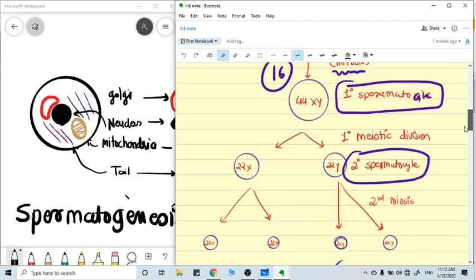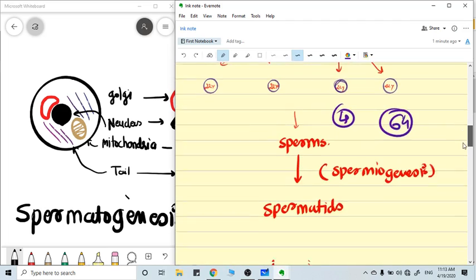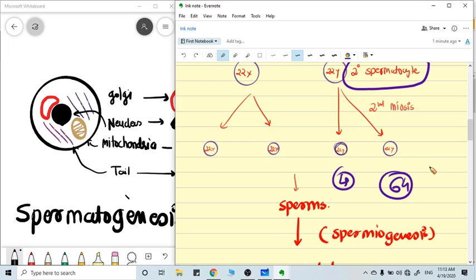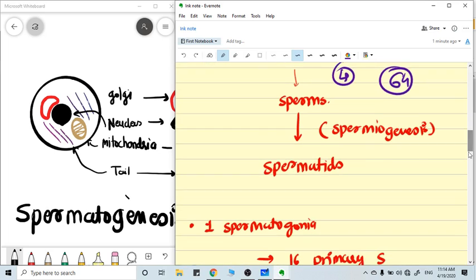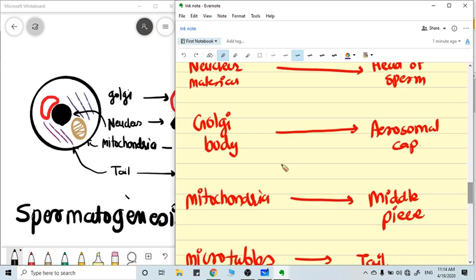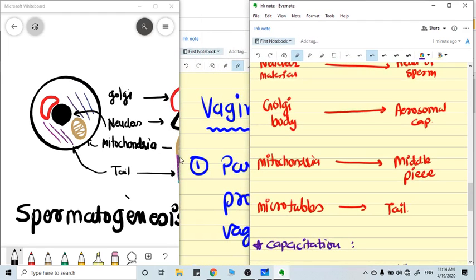one spermatogonia. Now after spermatid the further genetic division will not be there, but instead there will be morphological change. So from spermatids we will have definite sperms, and this process is called spermiogenesis. Now how this spermiogenesis occurs, let's see.